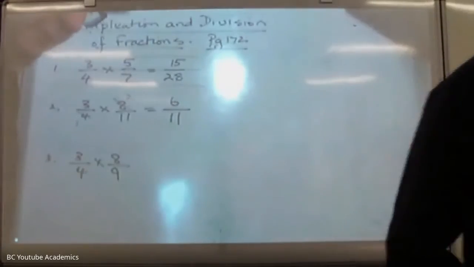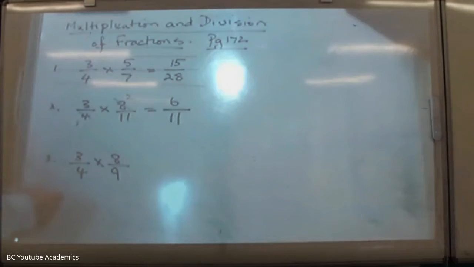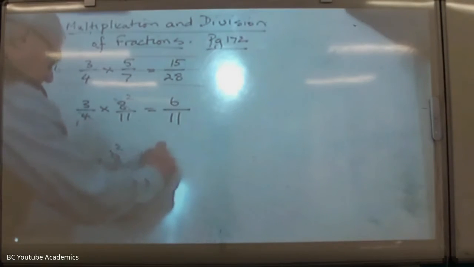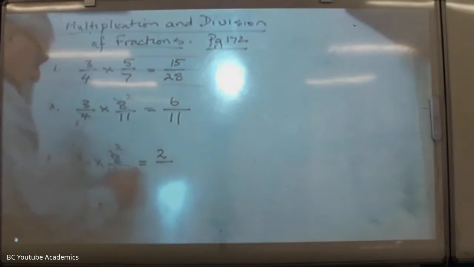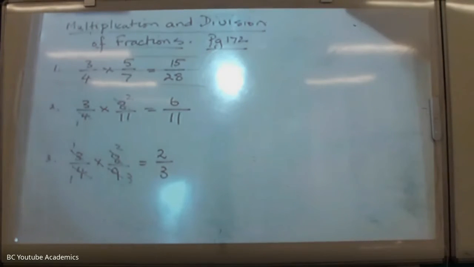And what I'm going to do now is to cancel. I can cancel 3 into 3 goes once, 3 into 9 goes 3 times. I can also cancel 4 goes into 4 once, and 4 goes into 8 twice. And what am I left with? Well, I've got a 1 multiplied by a 2 at the top, and I've got a 1 multiplied by a 3 at the bottom, and so my final answer is 2/3.